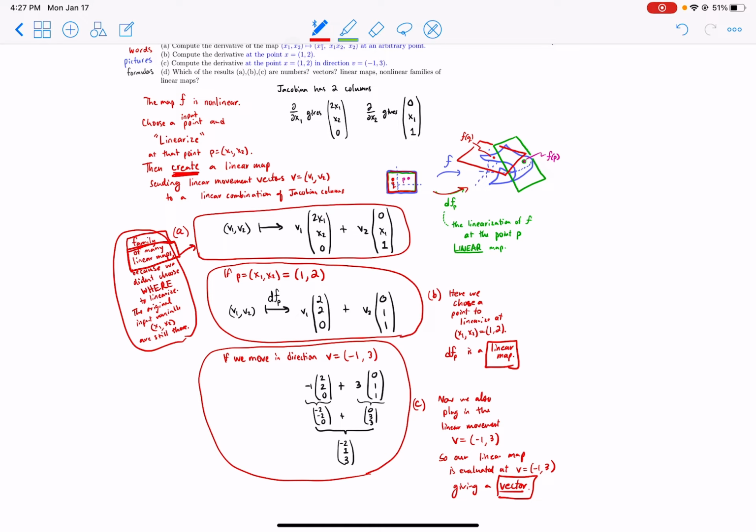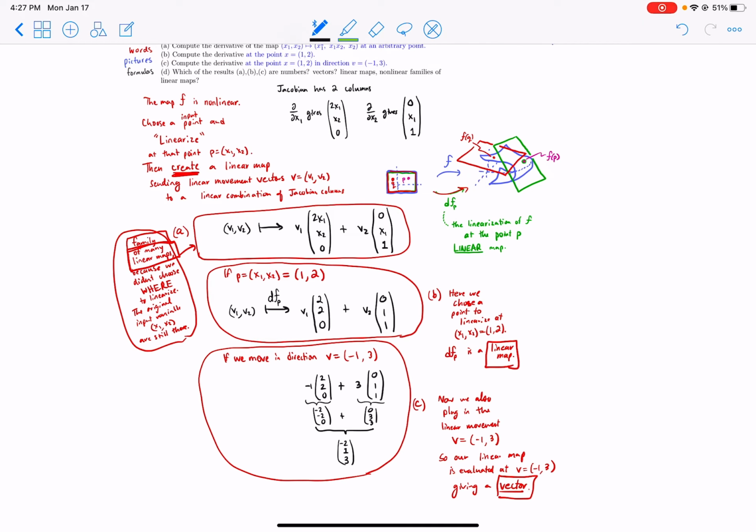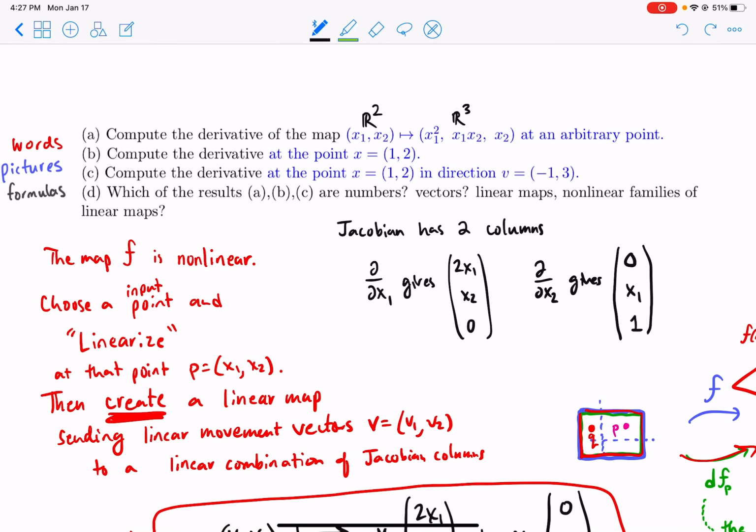I hope this makes sense. If not, that's okay, because this is the first time you're seeing it, and it takes a while. So let me summarize. This is now a complete answer. I have answered all the parts, A, B, C, D, of this question. Let's just double check that.